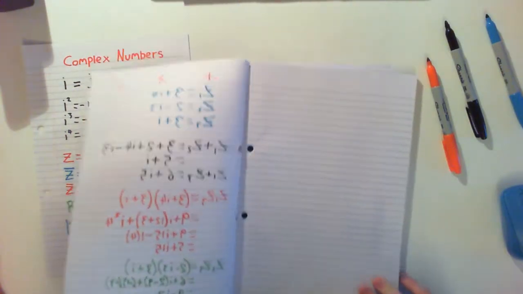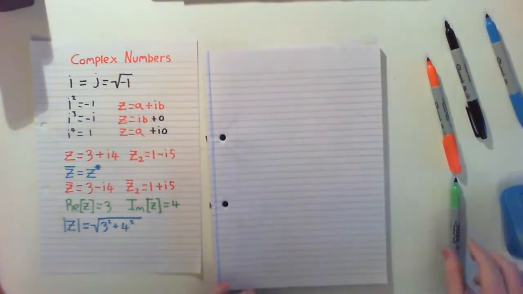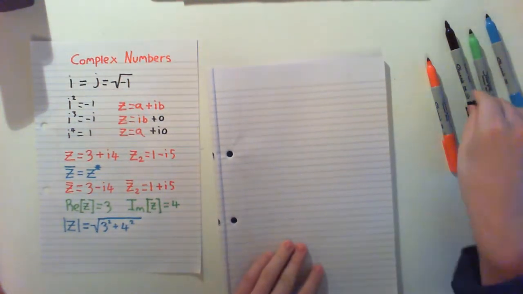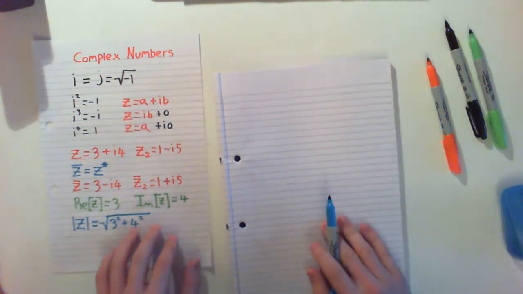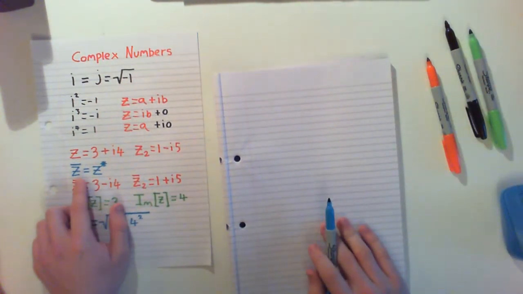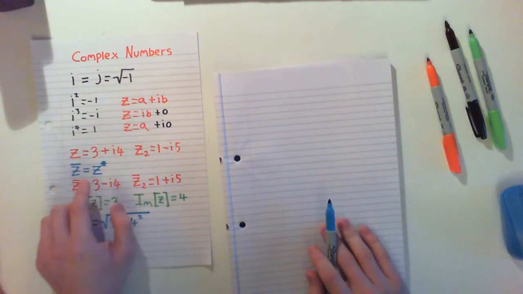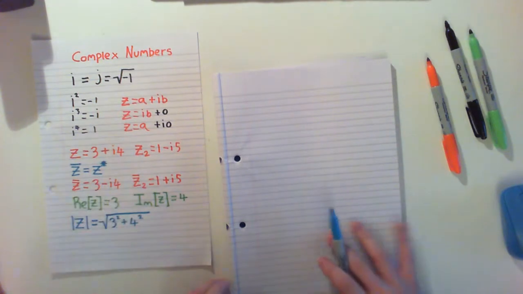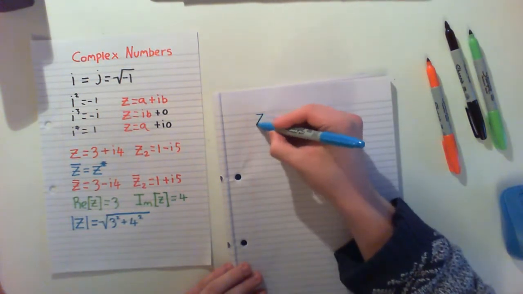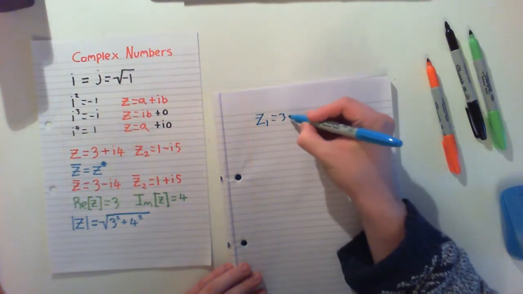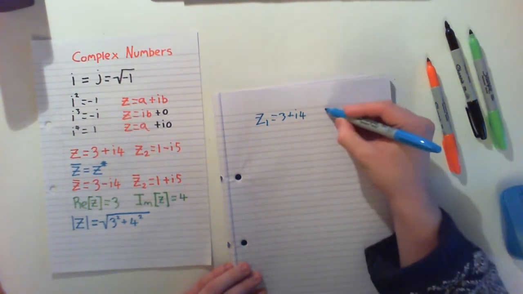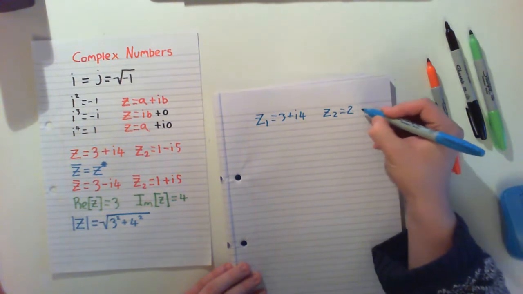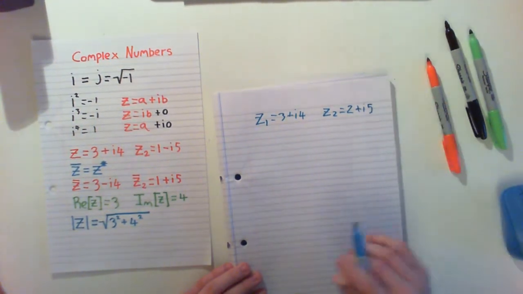But now we are going to move on to the division. Now the division's a little bit harder. For the division, we have to look at two separate things from our last video. First, we need to look at our complex conjugate, where we remember that the complex conjugate has the reverse sign of the imaginary part of the complex number we're looking at. So we'll take two more complex numbers for this one. We'll take z1 equal to 3 plus I4, and z2 equal to 2 plus I5.